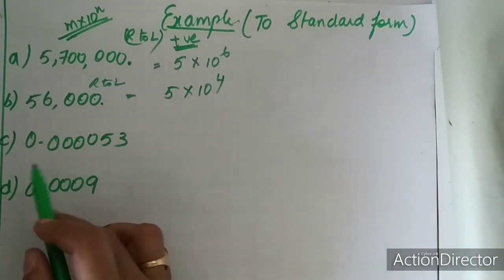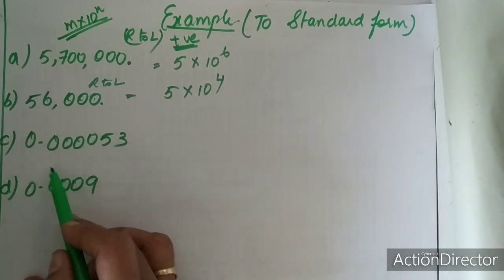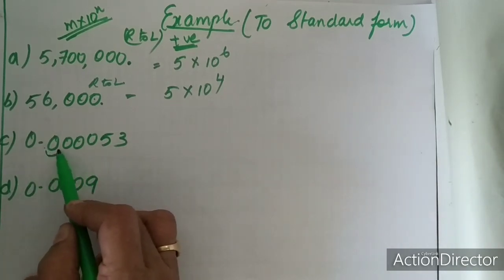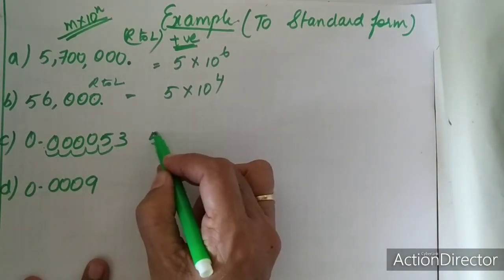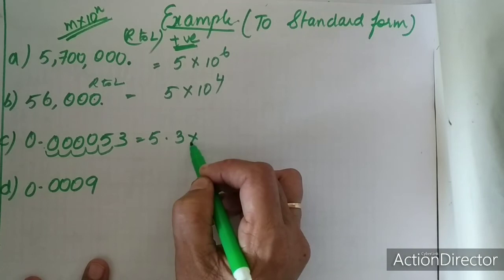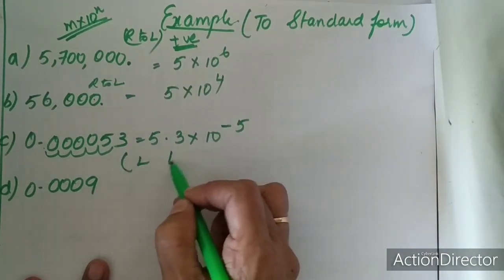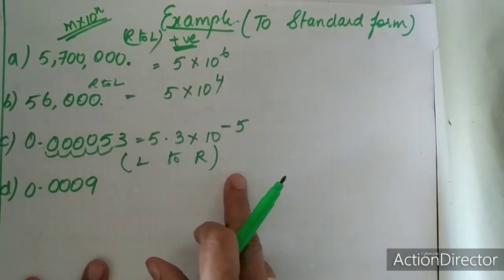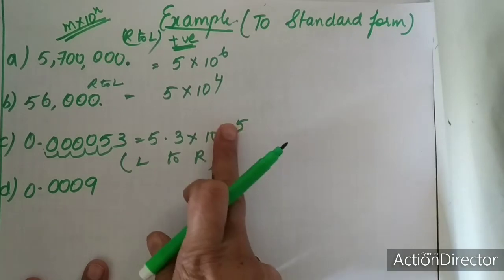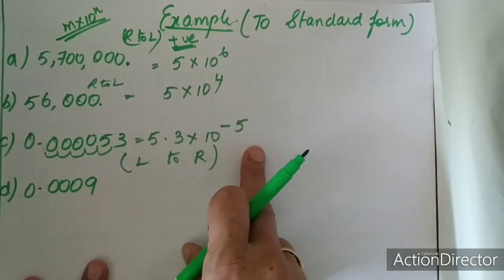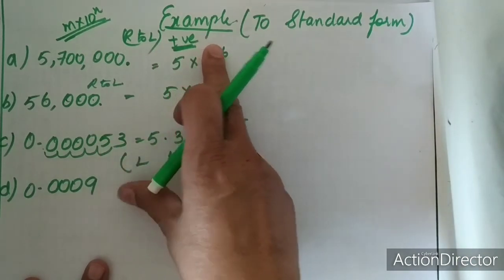Coming to this question, 0.000053. How many places do I have to move? 1, 2, 3, 4, 5. So the answer will be 5.3 into 10 raised to the power of minus 5. Why? Because I am moving from left to right. So every time, write either left to right or right to left, and you will remember that I had to put the negative power here. Left to right means negative power. Right to left means positive power.